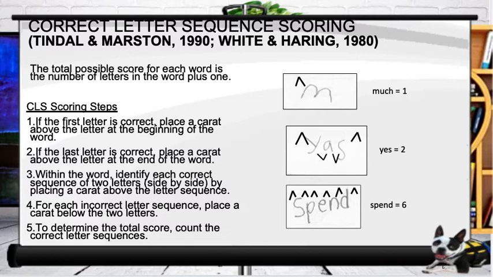If the first letter is correct, we place a caret above the letter at the beginning of the word. If the last letter is correct, we place a caret above the letter at the end of the word. Then, within the word, we identify each correct sequence of 2 letters. Now that means letters that are side by side, and we do that by placing a caret above the letter sequence. For each incorrect letter sequence, we put a caret below the 2 letters. To determine the total score, we count the total number of correct letter sequences.